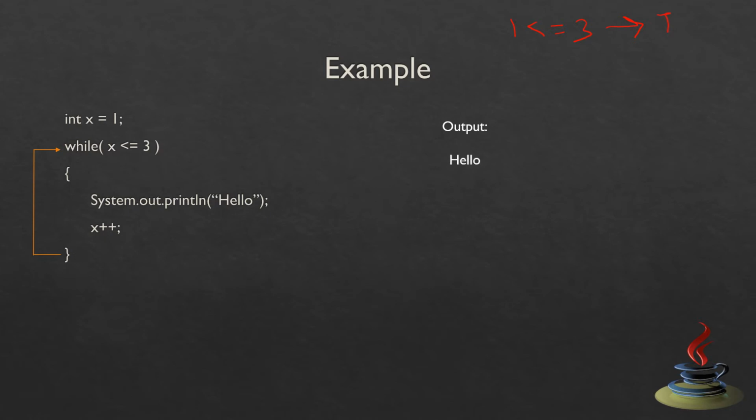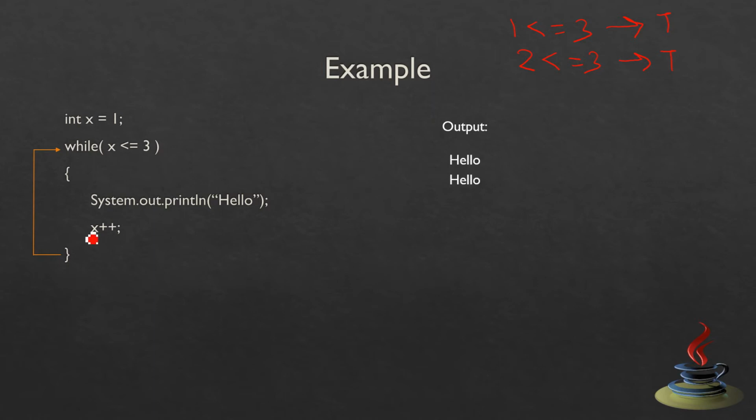Then x++. x++ means 1 plus plus. That means now x value is what? 2. So it comes again to the condition. Now my condition is 2 is less than or equal to 3. Again this condition returns true. Then again it goes to our loop body, that is System.out.print hello. So the output will be hello the next time.